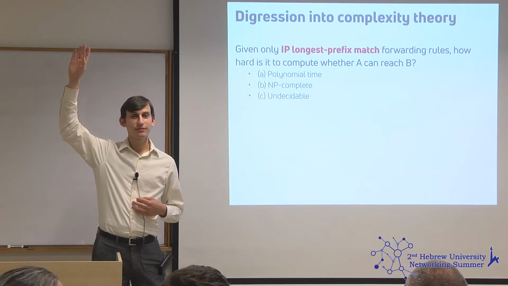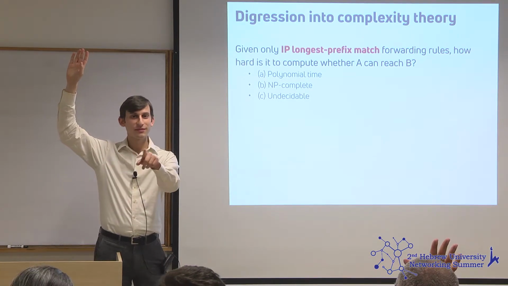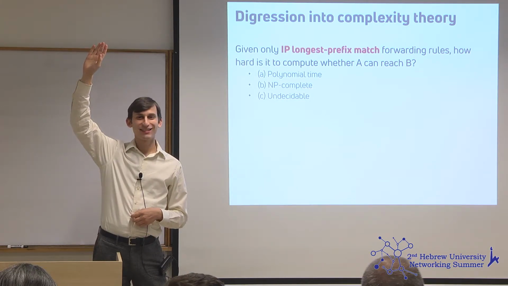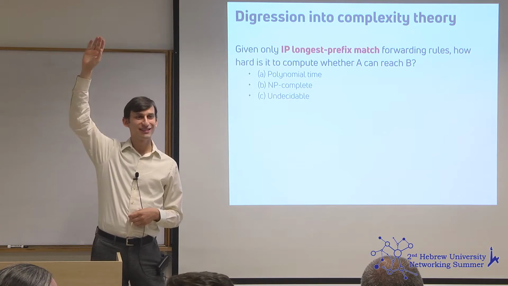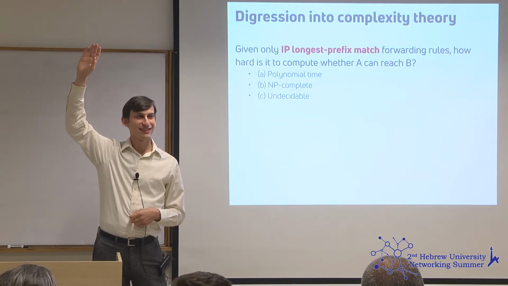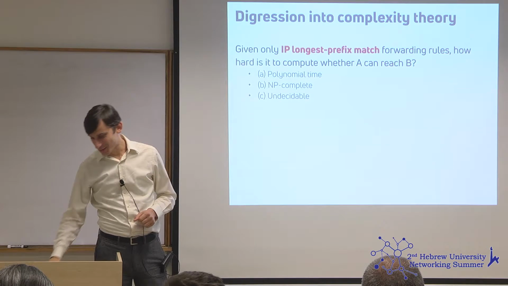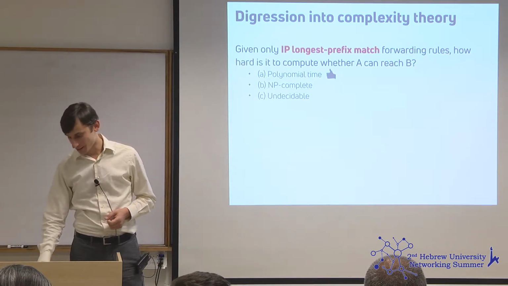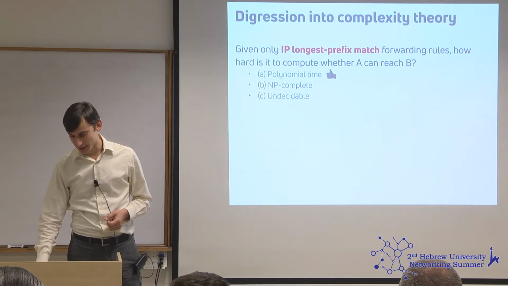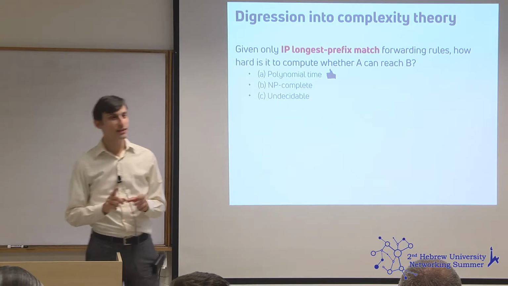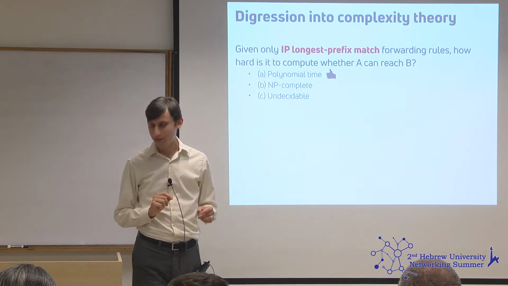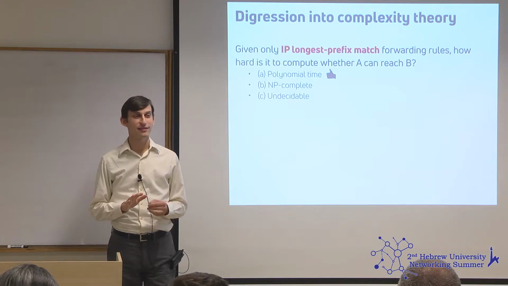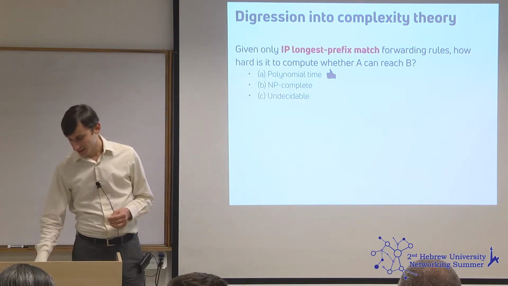Polynomial time? NP complete, and undecidable. Okay, so all right, it's one of those two. Yeah, this is in fact polynomial time. Okay, and we'll talk about why in just a moment. Next question, what if we say it's not IP longest prefix match, it's actually matching any range? Think about that case. Okay, I won't have you vote on that one.